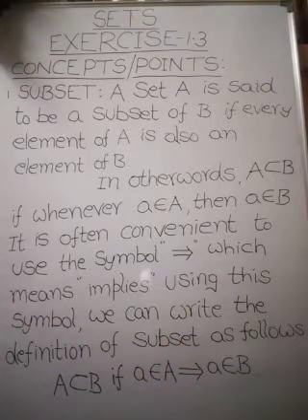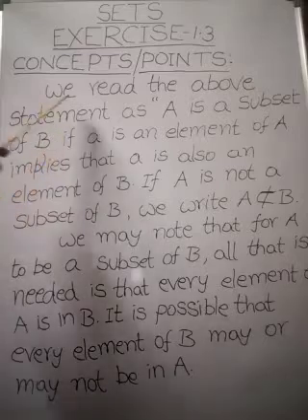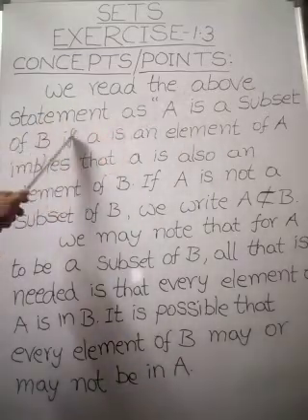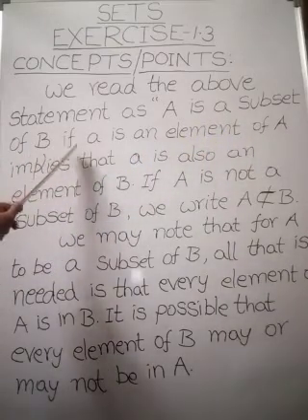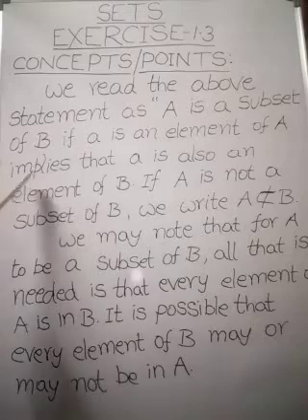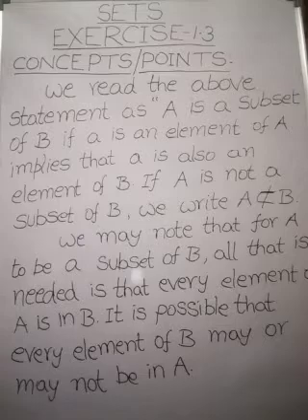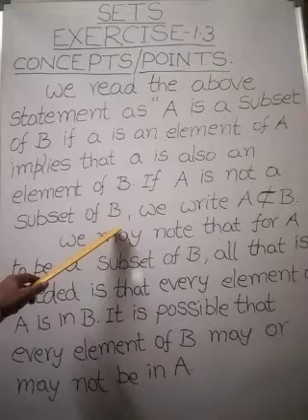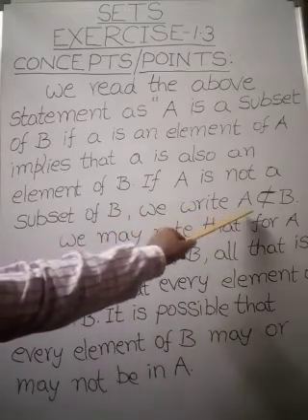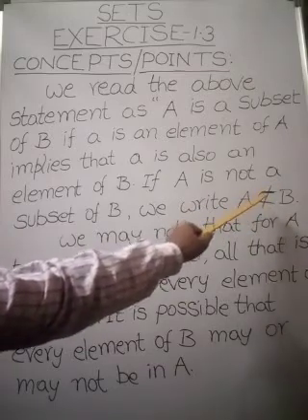Okay, my dear children, we take some examples also to understand this concept. We read the above statement as: A is a subset of B if a is an element of A implies that a is also an element of B. If A is not a subset of B, we write it as A ⊄ B. This symbol stands for not subset.